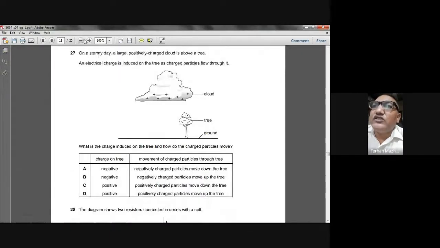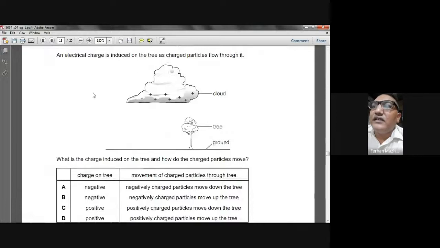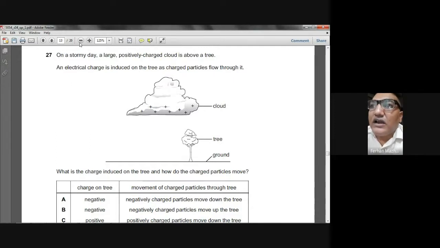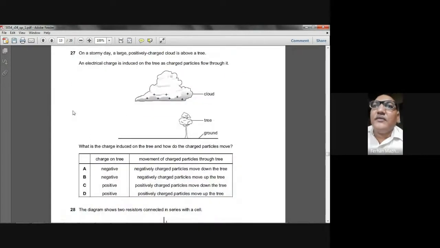The next question is on your screen. You can see. Okay. And it says, on a stormy day, a large positively charged cloud is above a tree. An electrical charge is induced on the tree as charged particles flow through it.